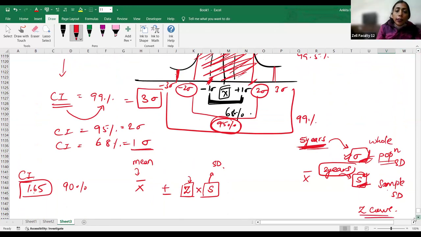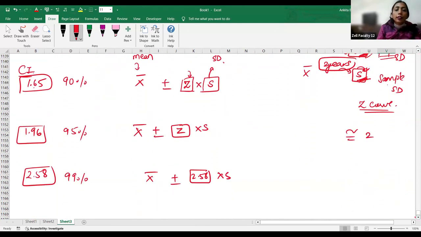Now what does that mean? That is what you can see here. That 1.96 here is nothing but 2. So between 2 standard deviations. That is plus 2 standard deviations and minus 2 standard deviations. From where? From the mean. So x bar plus 2 standard deviations and x bar minus 2 standard deviations.